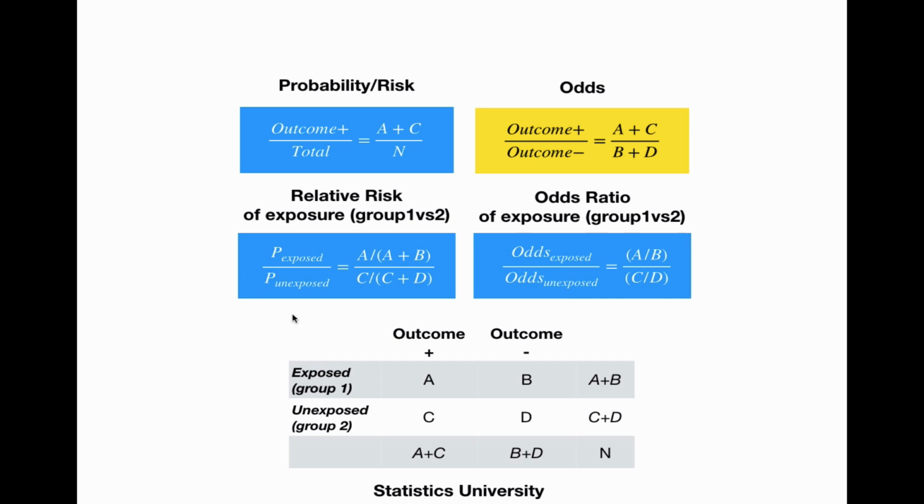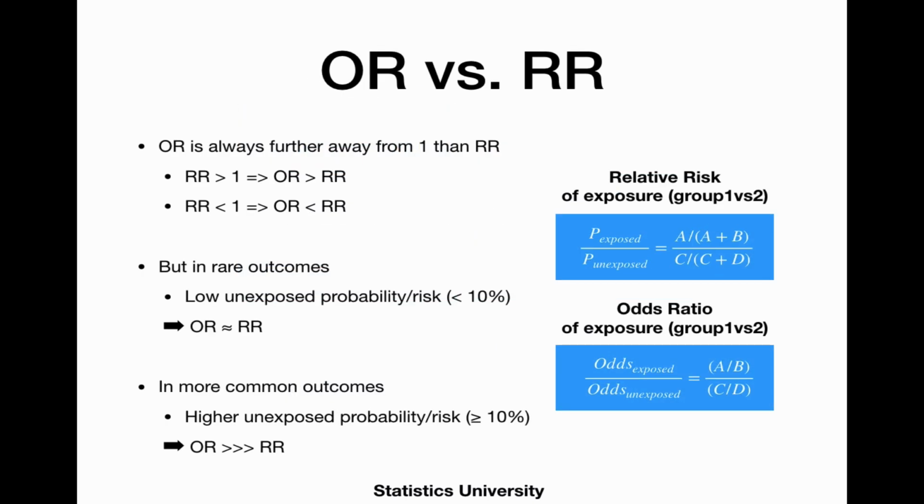And the interesting thing is that probabilities are confined by the value 1. They can never exceed that value, whereas odds can definitely exceed the value 1. And this has implications for the interpretation of odds ratios. The basic rule is that the odds ratio is always further away from 1 than the relative risk.